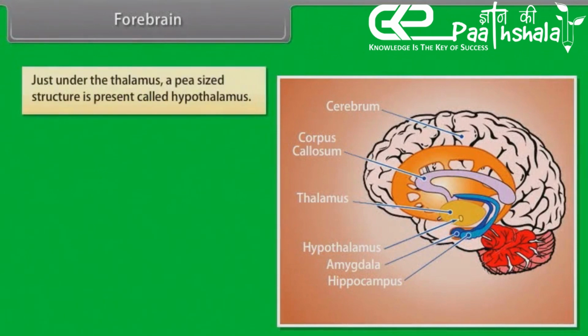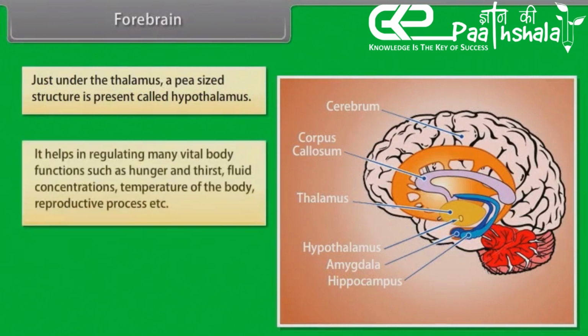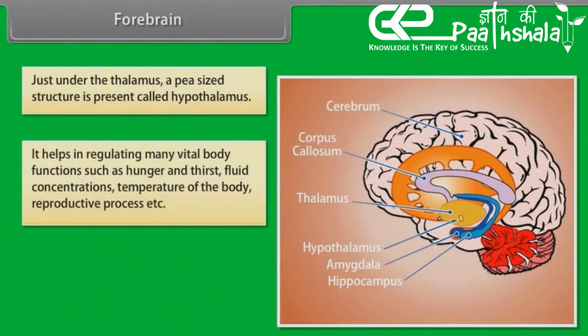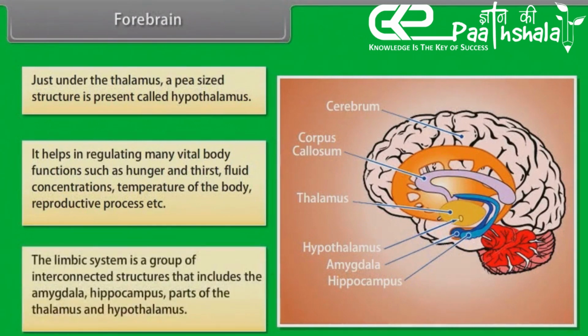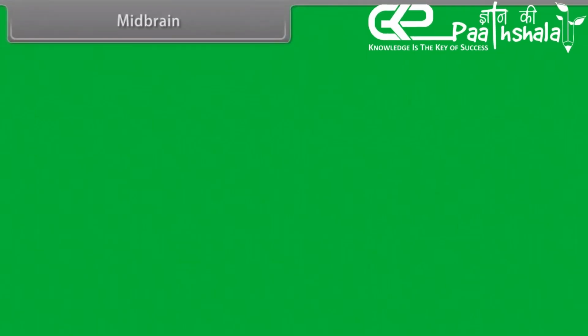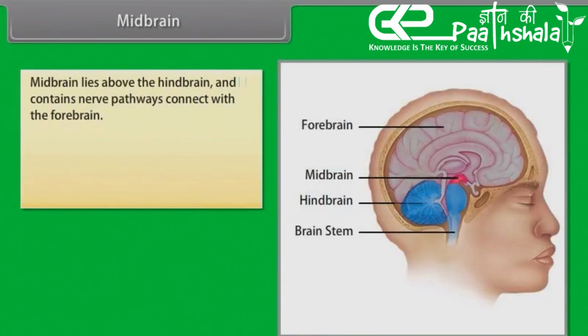Just under the thalamus, a pea-sized structure is present called hypothalamus. It helps in regulating many vital body functions such as hunger and thirst, fluid concentrations, temperature of the body, reproductive process, etc. The limbic system is a group of interconnected structures that includes the amygdala, hippocampus, parts of the thalamus and hypothalamus. Midbrain. Midbrain lies above the hindbrain and contains nerve pathways connected with the forebrain.